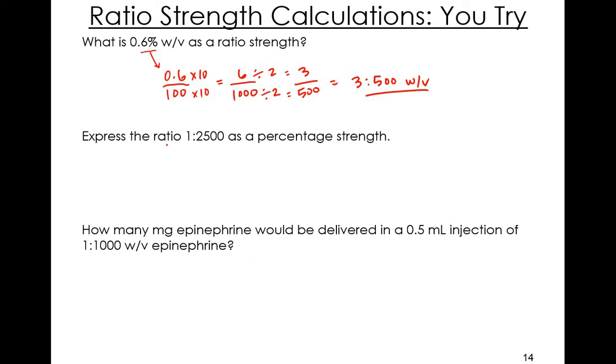In the second problem, we have a ratio 1 to 2,500 that we want to express as a percentage. We start by converting it to a fraction by just tipping it back clockwise to get 1 over 2,500. We divide that through to get a decimal, which would be 0.0004, and then the decimal is converted to a percent by multiplying by 100. So 0.04%.